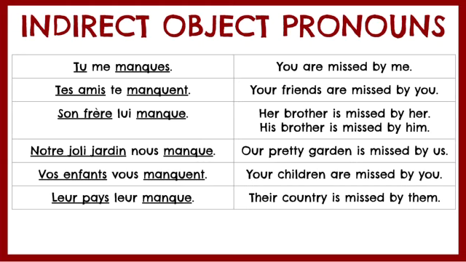Leur pays leur manque. This one's kind of funny. I just did it on purpose because I wanted leur in the sentence twice. So remember that leur as a possessive adjective means their, and leur as an indirect object pronoun means them. So leur pays leur manque. Two words, they look exactly the same, but totally different functions in the sentence. Okay? So those are the rules.